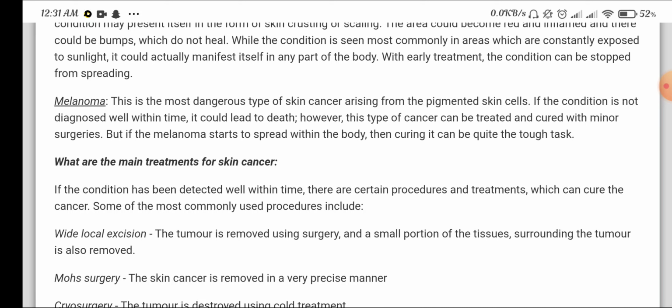Melanoma. This is the most dangerous type of skin cancer, arising from the pigmented skin cells. If the condition is not diagnosed within time, it could lead to death. However, this type of cancer can be treated and cured with minor surgeries. But if the melanoma starts to spread within the body, then curing it can be quite a tough task.